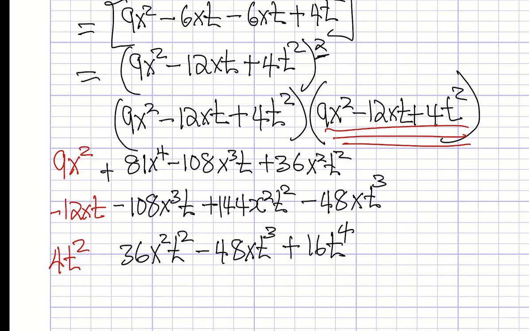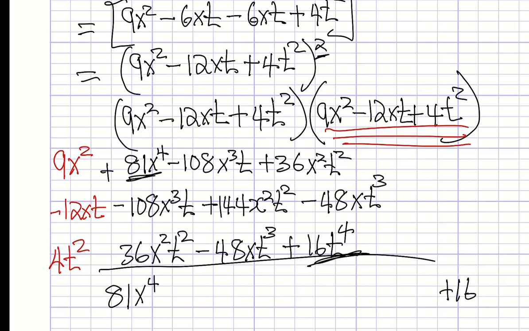So we're going to add all that. We have to add all that up. So you start with the powers. See, this one is by itself, that one is by itself. So you say positive 81 x raised to the power 4, and then plus 16 t raised to the power 4. You see that, right? And then we'll fill in the in between.